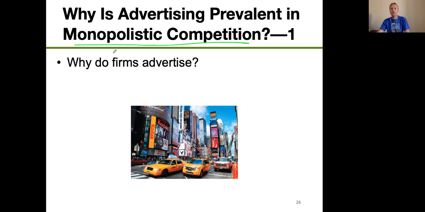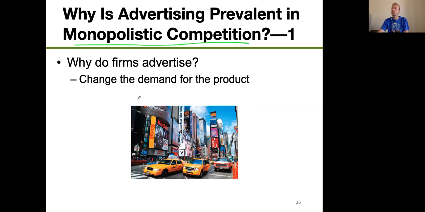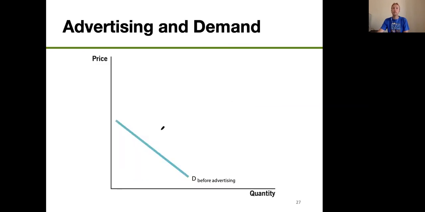Remember, what are we trying to do? We're trying to tell people that our product is different, okay? So perhaps it changes the demand for your product. If you take a look at Times Square here, you see all of this advertising going on. That's one of the things people are trying to do. They're trying to tell you that Kodak film or Kodak cameras are better than Fujifilm cameras, for example.